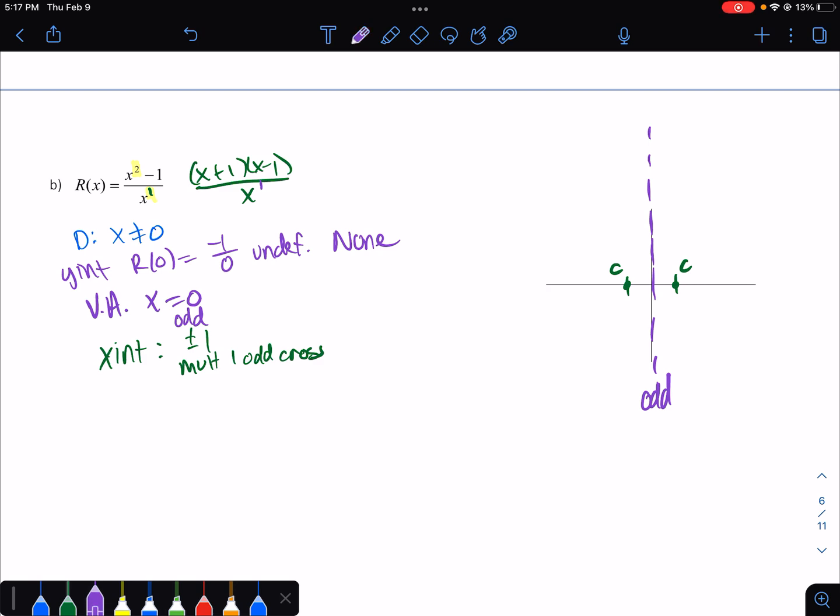slant, oblique, end behavior asymptote. So then if I long divide here, I'm going to have x squared plus 0x minus 1. So x goes into x squared, x times x is x squared. I change the sign. That gives me 0x minus 1. So my remainder is minus 1. Okay. We don't care about the remainder here, so our end behavior asymptote is y equals x.